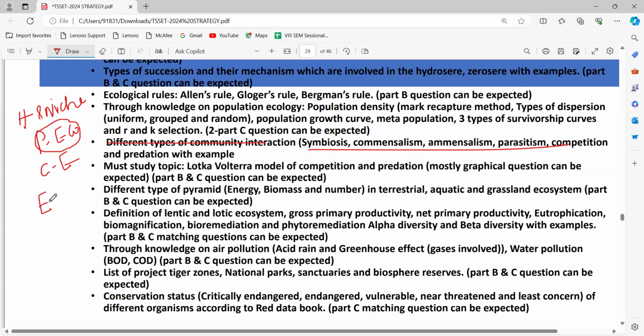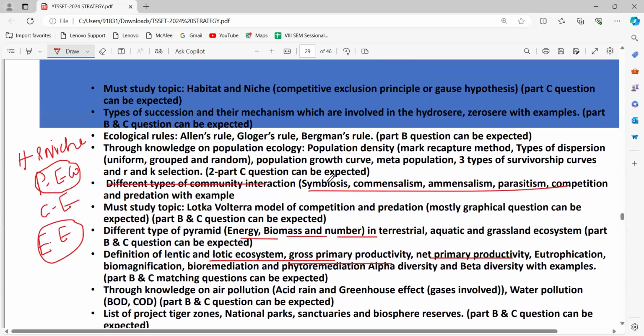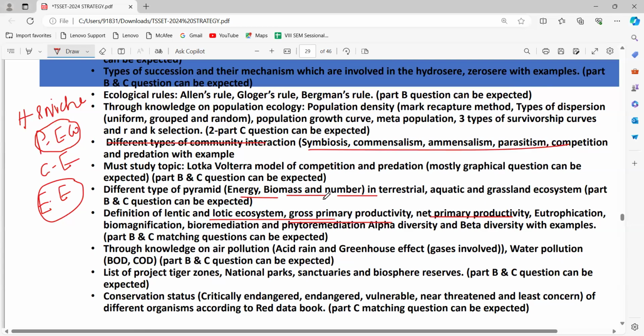Then you have to focus on ecosystem ecology. In ecosystem ecology, you can get pyramid of energy, pyramid of biomass, pyramid of number, all this. Gross primary productivity, net primary productivity. Here also there is a possibility of getting statement-related or numerical questions.